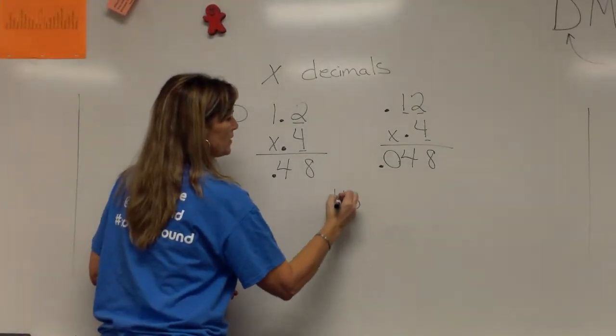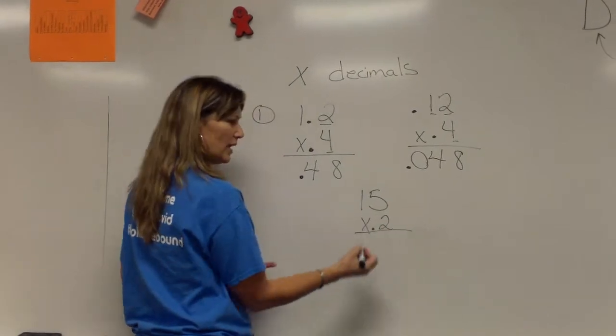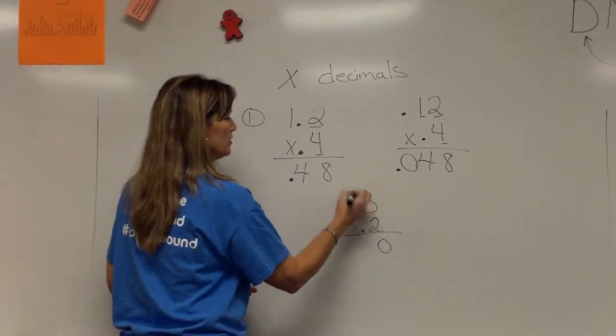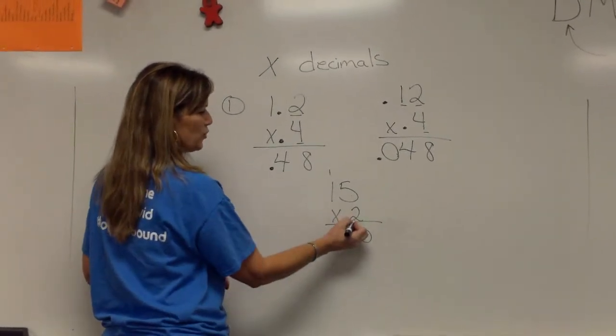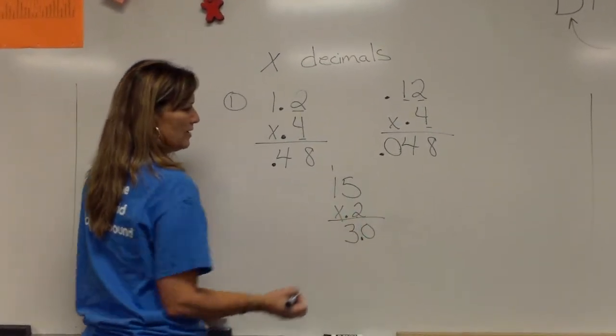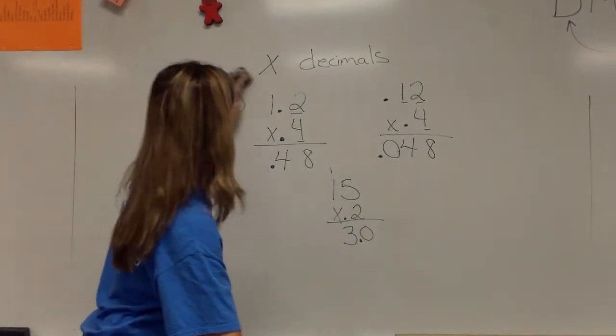Let's try this one. 15 times 0.2. Again, I'm just going to go through, do my multiplication. Then I count, there's 1 place in behind the decimal. Then my answer has 1 place in behind the decimal.